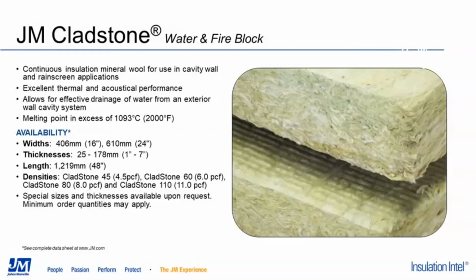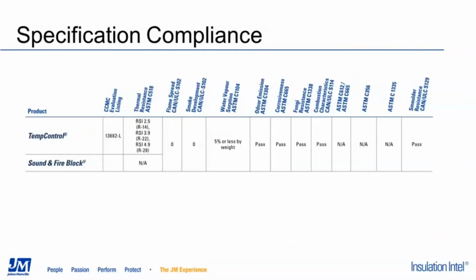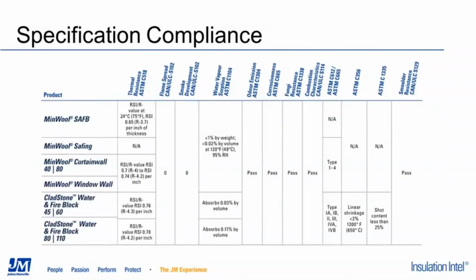The primary reason to use JM Cladstone is for having continuous insulation on the outside of your building, which we will talk about a little bit more on the next few slides when we get into our Polyiso insulation. And again, similar to what Brian discussed with his products, we have all the pertinent specification compliances, all the testing, all the standards, and so go to jm.com if you need more information for any and all of our products there.